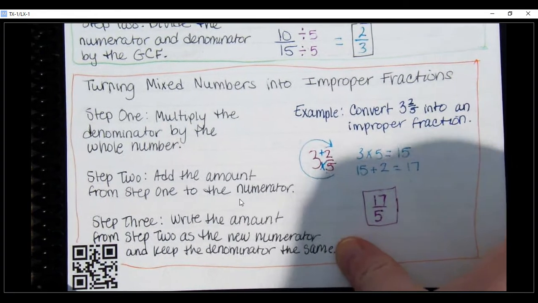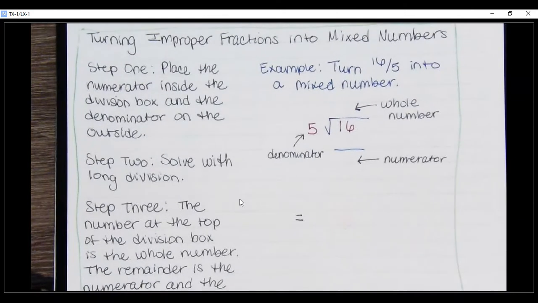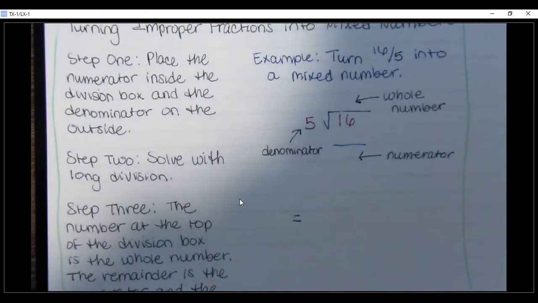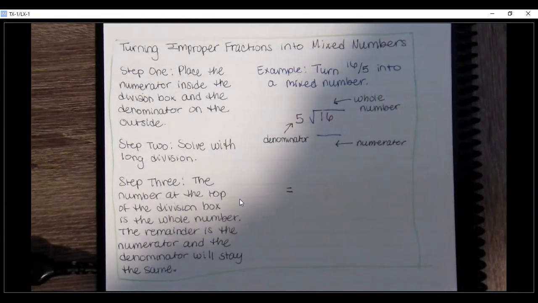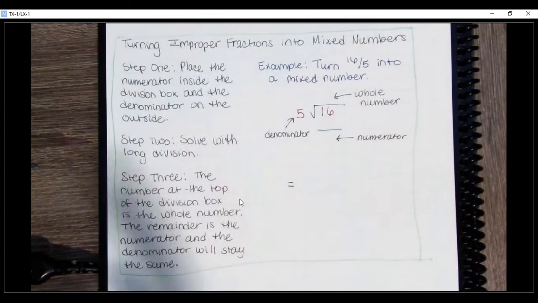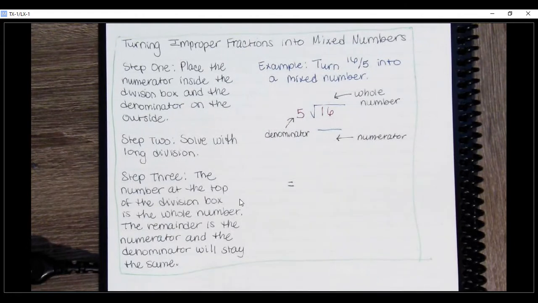Looking good. We have one more skill we have to do. That was a quick preview of the next one. Here we go. Let's back it up a little bit. Now we can see all the steps. There we go. Turning improper fractions into mixed numbers. So again, we're taking fractions with a larger numerator and turning them into a mixed number, which is something with a whole number in front.